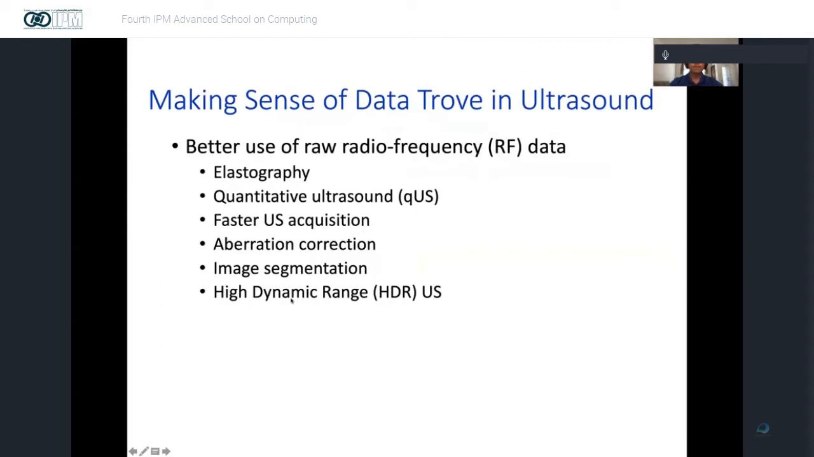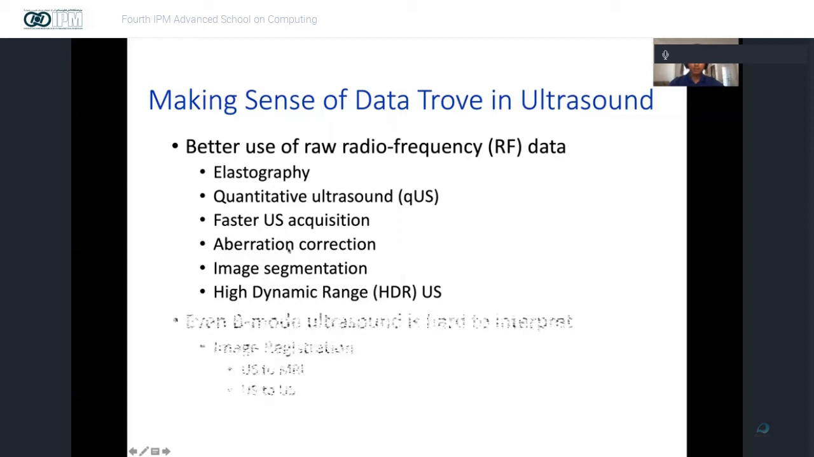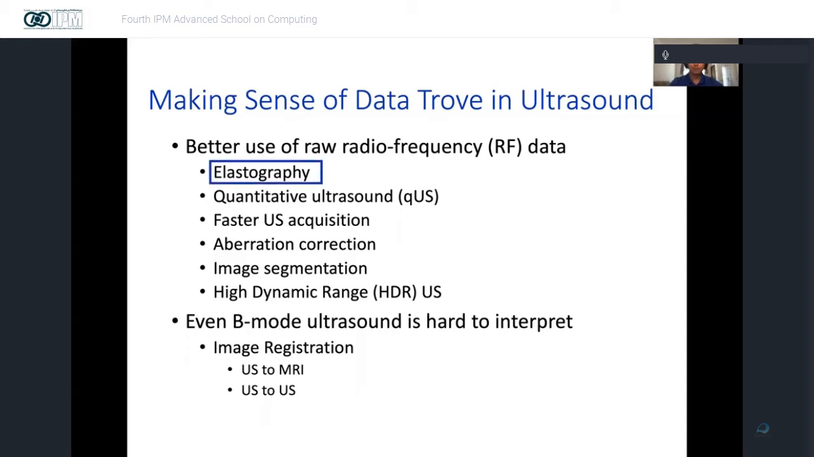So based on that, my talk will have two fronts. First, better use of raw frequency ultrasound data. And here we will discuss a variety of different topics. And then we will talk about how we can make even B-mode ultrasound easier to interpret. So let's start with elastography.